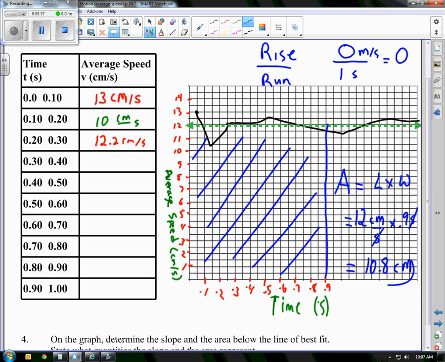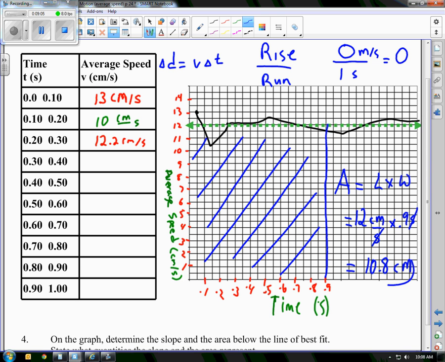So guess what? Remember yesterday we had two ways to calculate average speed? Well, right here we have two ways to calculate distance. We could go back and use our formula. What's our formula for distance? Distance is V times delta t.